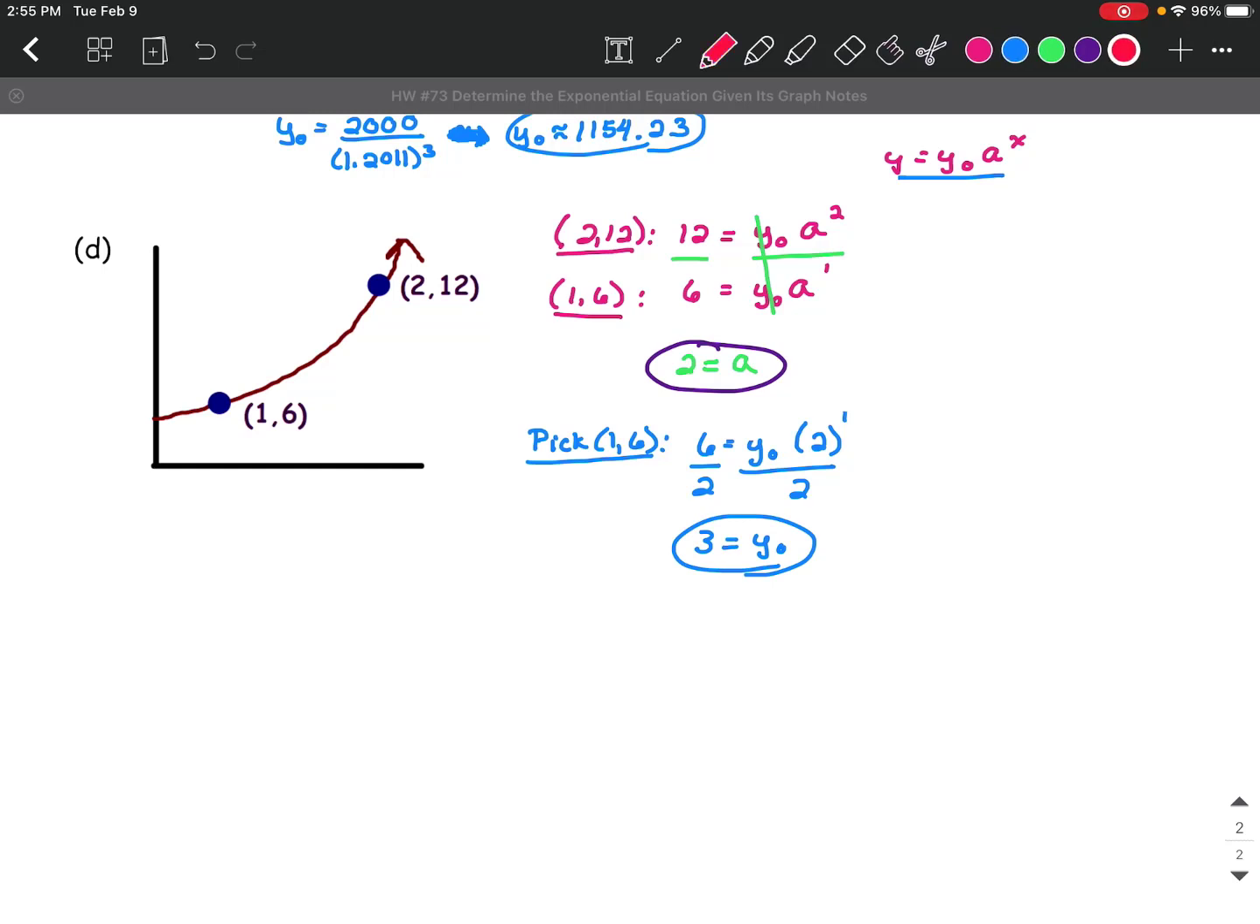Now I'm ready for my equation. y equals my initial value times my growth factor raised to the x.